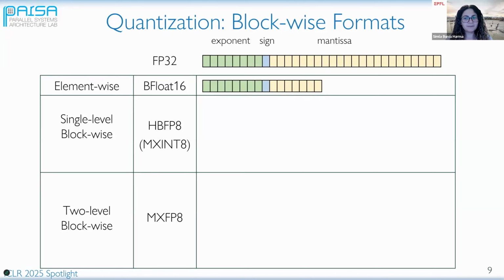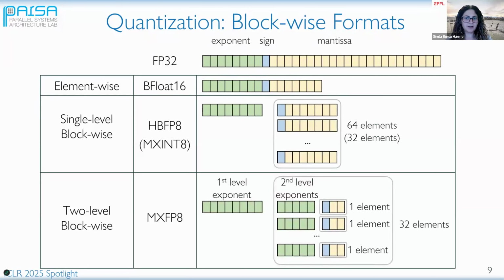For the element-wise scaling, the well-known format from Google Brain, bfloat16, just like FP32, has an element-wise scaling factor. This means that each element has its own scaling factor.